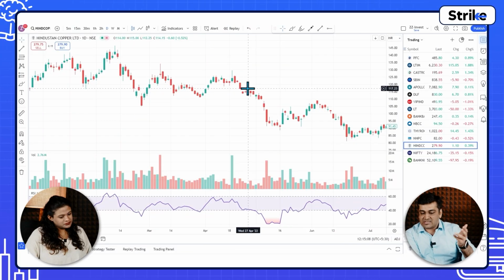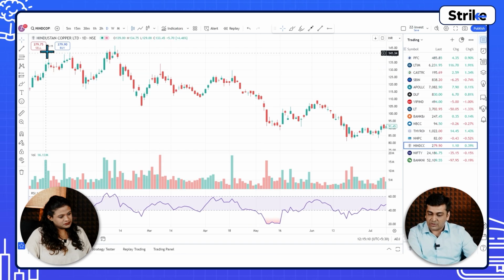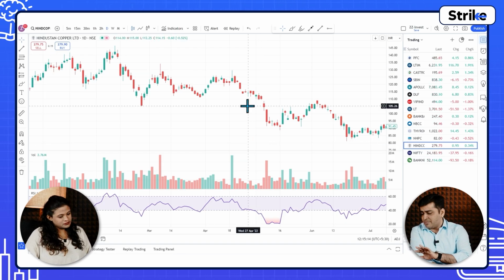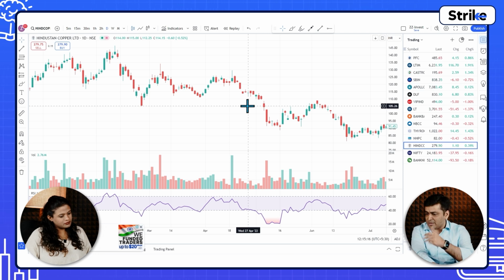Okay, so we have this particular chart, Hindustan Copper. It's a daily chart. Now divergences can be applied on any time frame. Daily, weekly, monthly, 5 minute, 1 minute, any time frame, it works the same.